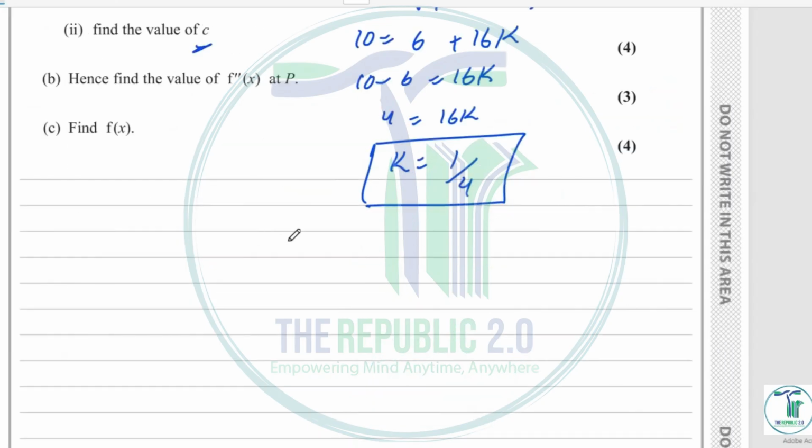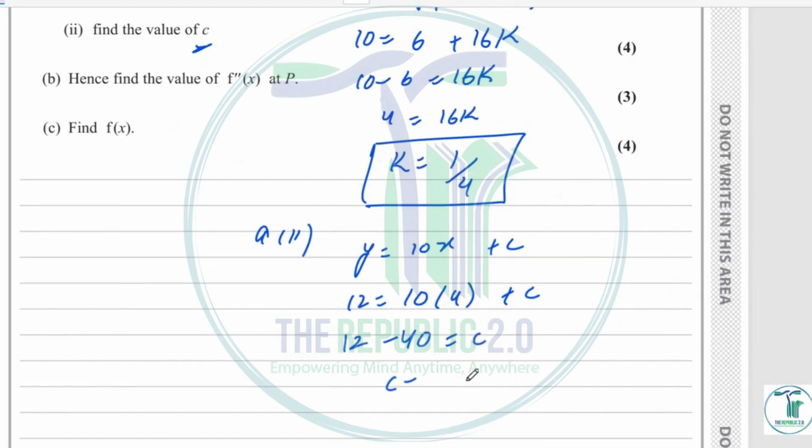So the second part is y equals 10x plus c. We have got the point that is (4, 12). So 12 equals 10 times 4 plus c. 10 times 4 is 40. When you take 40 away from both sides, 12 minus 40 is equal to c, and c comes out to be negative 28. So that is how you'll get yourself the curve.